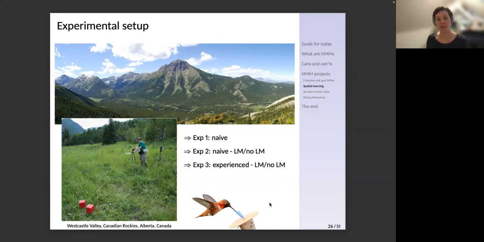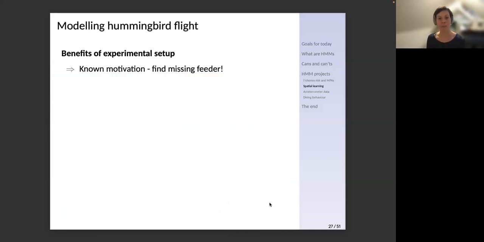So in the first experiment, the birds were just naive. They flew in, they found the flower, it was just one trial involved. In the second experiment, they moved the flower to a different location, and they removed the landmarks for some birds. And in the third experiment, they allowed the birds to repeatedly feed from the feeder and learn its location. And some of the birds had landmarks and some didn't.